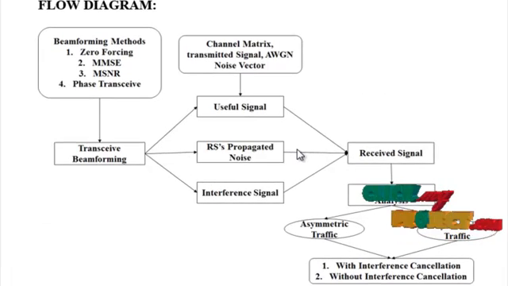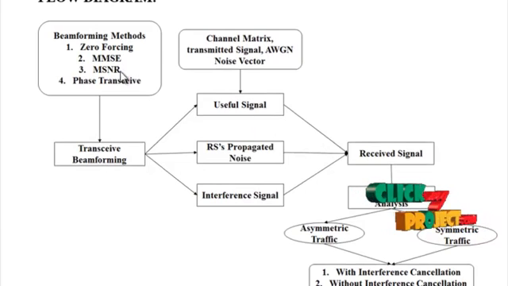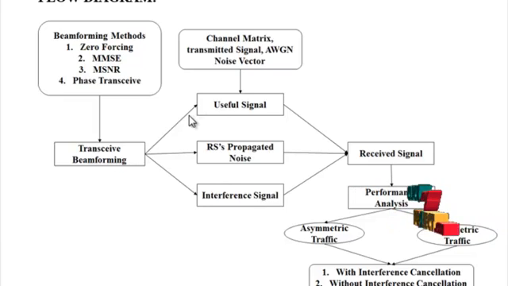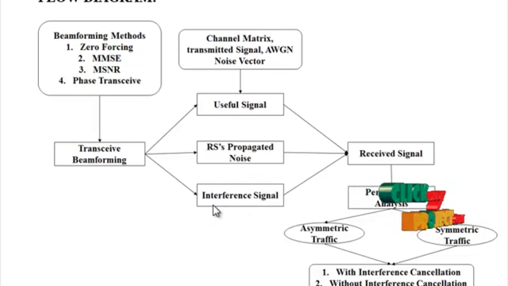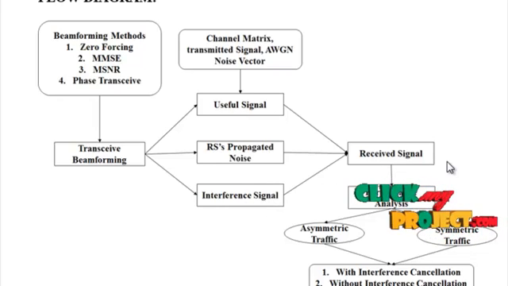Let me discuss the flow diagram for our process. Initially, the beamforming methods are used. Here zero forcing, MMSE, MSNR and phase transmit beamforming are used. Initially, the channel matrix, transmitted signal and AWGN noise vector are designed for generating the signal. Then in the transmit beamforming, three components are produced: one is the generated signal, another is the RS propagated noise, and another is the interference signal. Finally, we receive the received signal.